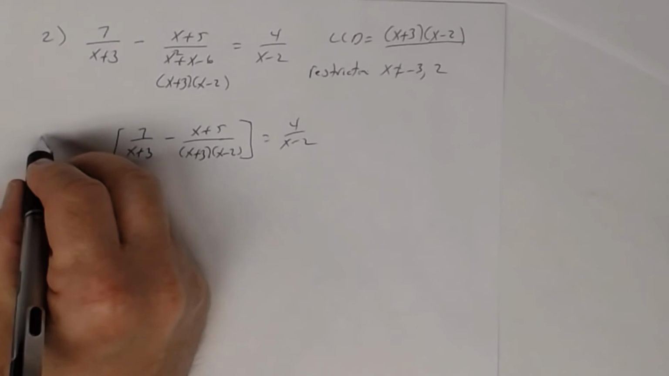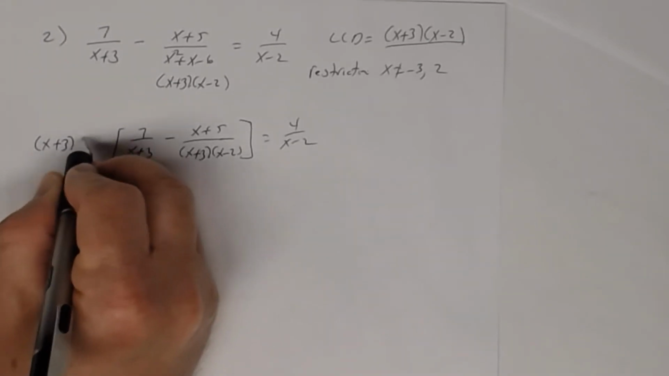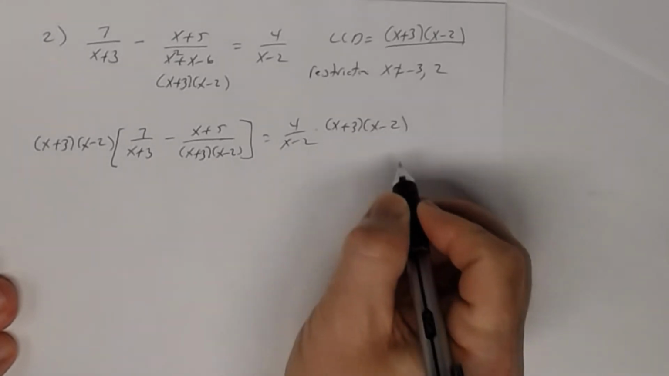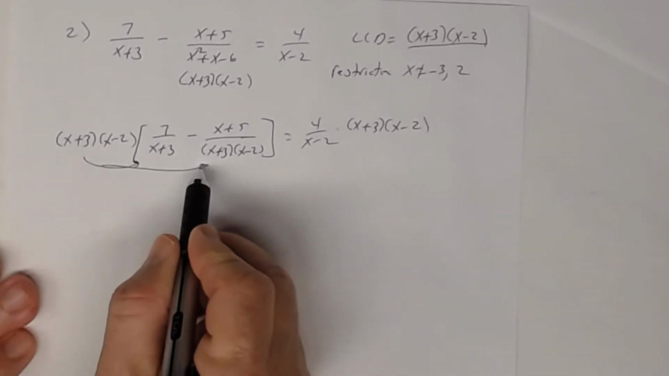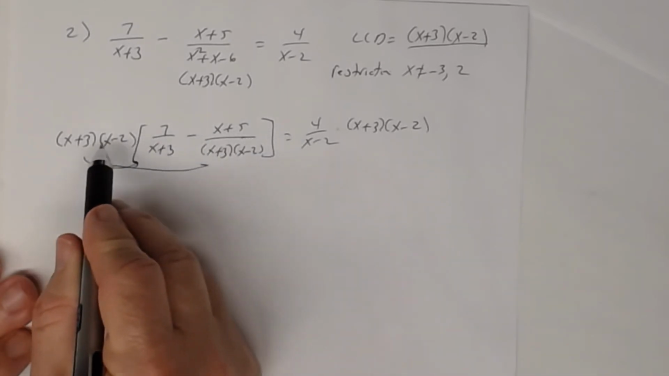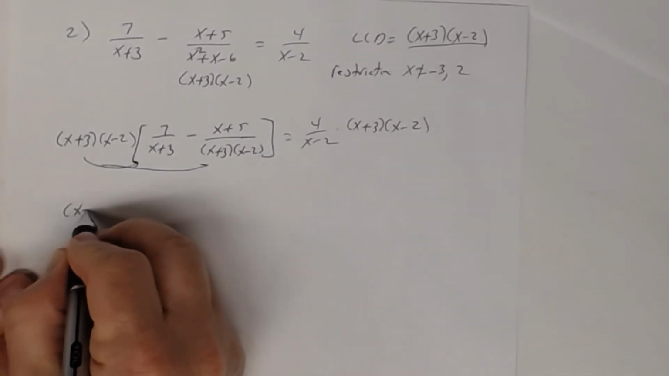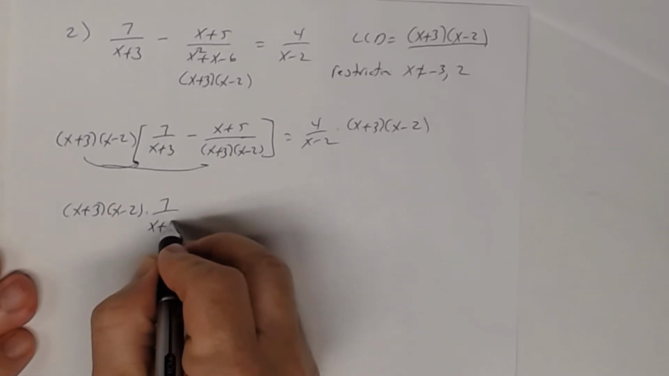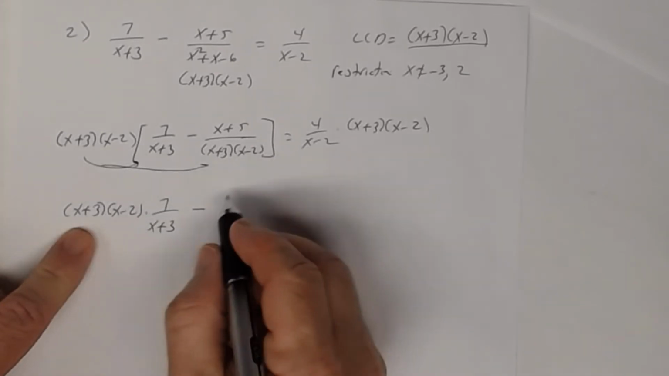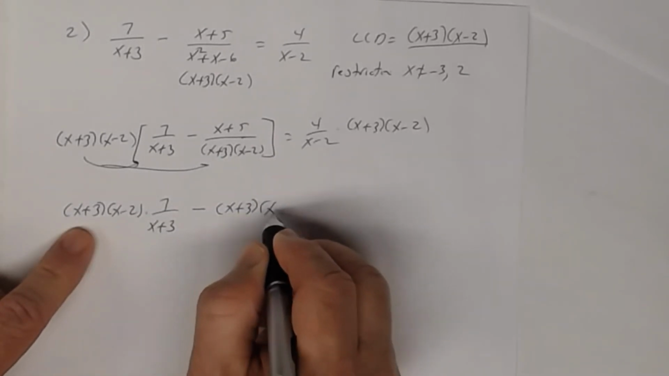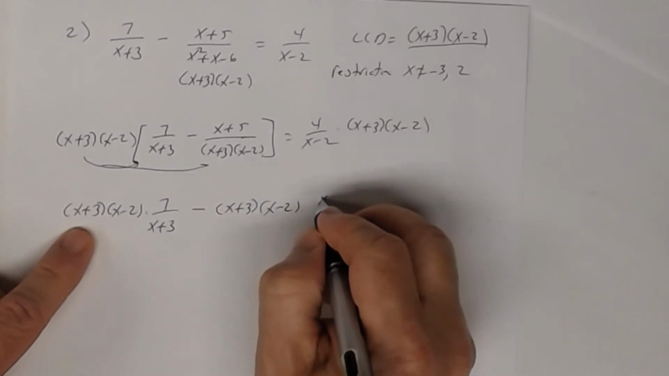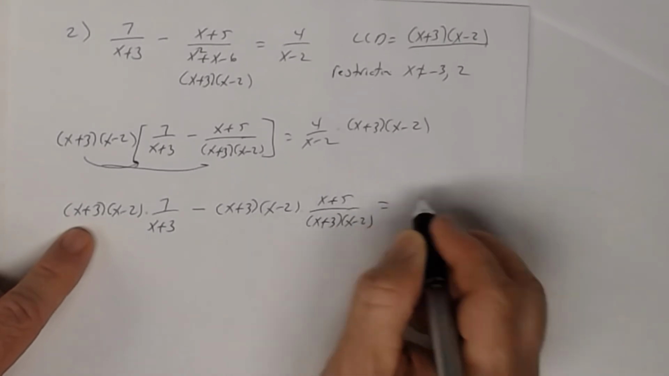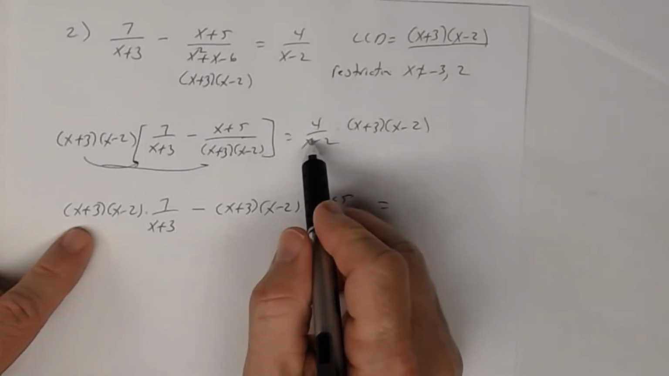And now I'm going to multiply both sides by the least common denominator, just like this, x plus 3, x minus 2. And now I'm going to distribute. So each of those fractions that's inside that bracket is going to be multiplied by that LCD. So I get x plus 3 times x minus 2 times that first fraction, that first rational expression, minus, and then the LCD, x plus 3 times x minus 2 times x plus 5 divided by x plus 3 times x minus 2. Equal.